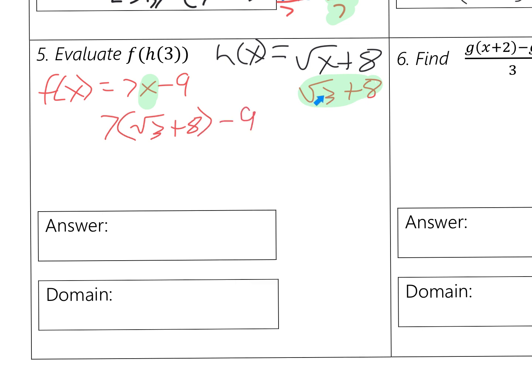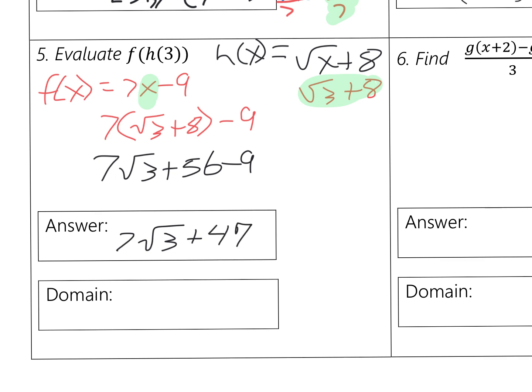So I've replaced x with this function. Now it's a multiplication. We're going to distribute this 7 to both of these terms, and 7 times the square root of 3, we just write that as 7 square root 3. And then 7 times 8 is 56, so plus 56, and then minus 9. And then when you combine these terms right here, you're going to get 7 square root 3 plus 47.